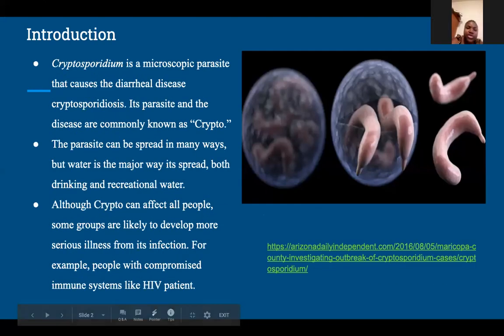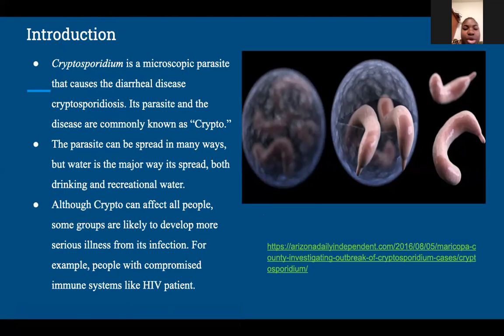Okay, so a brief introduction. Cryptosporidium is a microscopic parasite that causes the diarrheal disease cryptosporidiosis. The parasite and the disease are commonly known as crypto for short. The parasite can be spread in many ways, but water is a major way it's spread, both drinking and recreational water, like swimming pools or lakes.